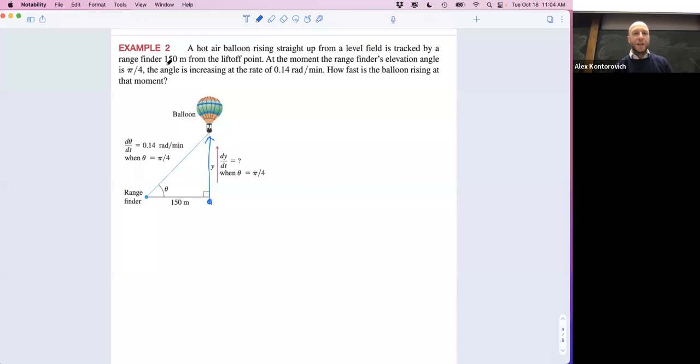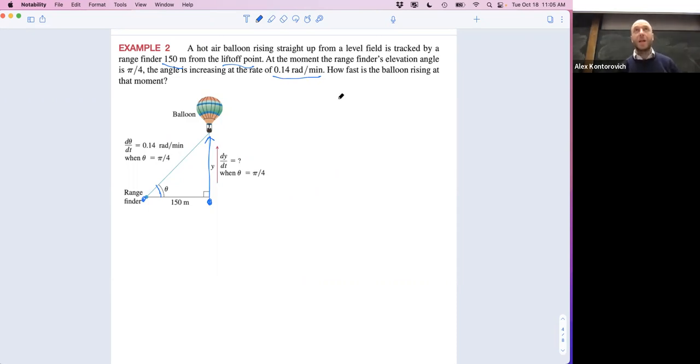It's tracked by a rangefinder that's located 150 meters from the liftoff point. So the rangefinder is here at 150 meters away from where the balloon took off. At the moment, the rangefinder's elevation angle is π/4, so that's 45 degrees. When the rangefinder is looking at the balloon at a 45 degree angle, the angle is increasing at a rate of whatever radians per minute. The balloon starts out at angle 0, and then it starts rising, and the rangefinder keeps looking for the balloon, and the angle is changing as the balloon's height changes. So then we're told that the instant we're looking at 45 degrees, the angle is increasing by 0.14 radians per minute. So far, so good.